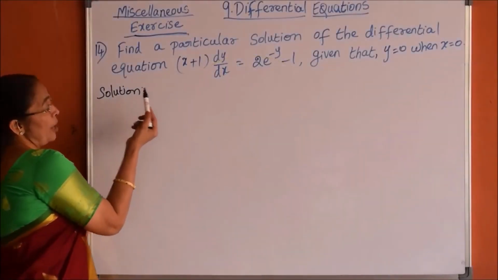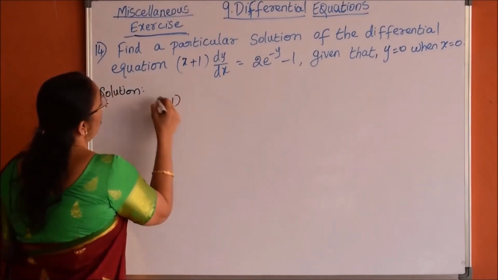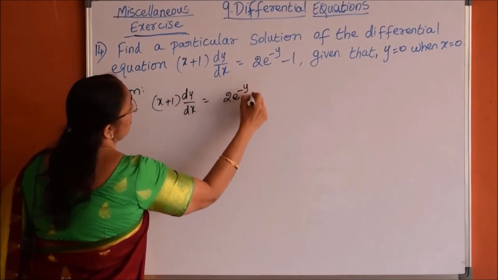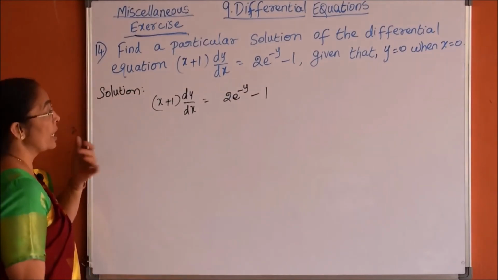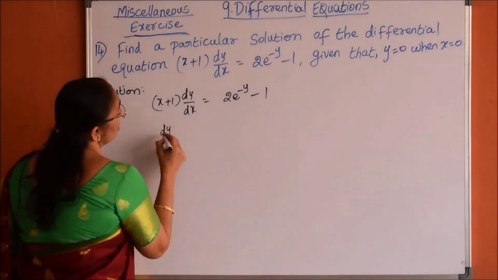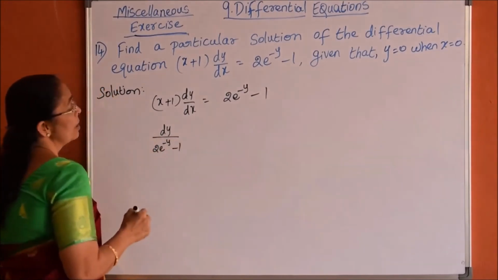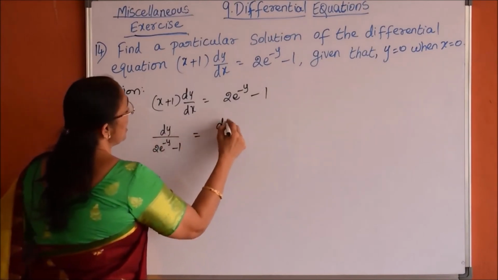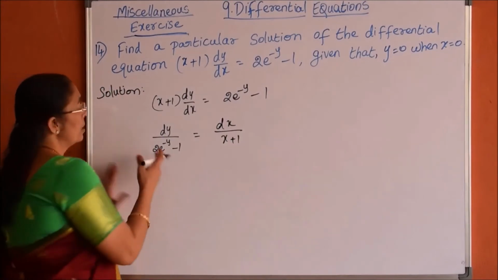14th problem. Find a particular solution of the differential equation (x plus 1) dy by dx is equal to 2 e power minus y minus 1. Let us arrange and find out which form we can solve this given differential equation. This can be written as dy divided by (2 e power minus y minus 1) is equal to dx divided by x plus 1. So, we were able to separate the variables.